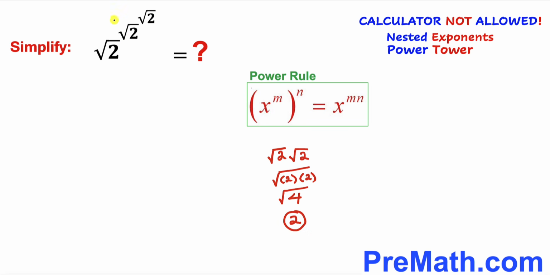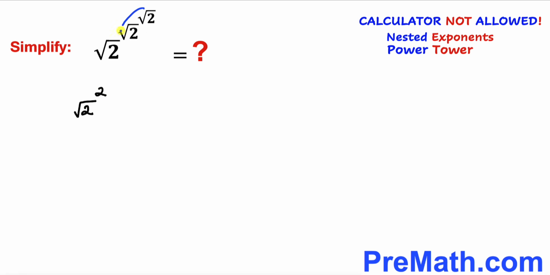So therefore, this whole expression could be written as square root of 2 and then whole power 2, since this part turns out to be equal to 2. And now let's focus on this expression. We got square root of 2 and the exponent is 2. And here we can see this exponent 2 and this square root, they undo each other. So therefore, we simply end up with the answer 2.